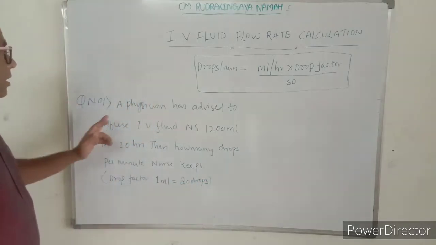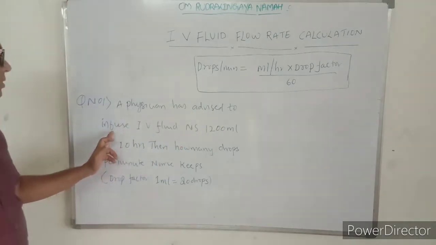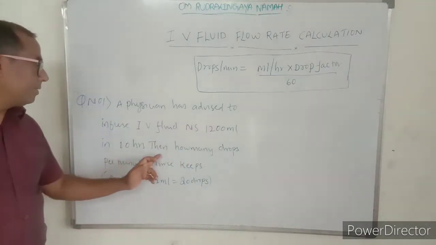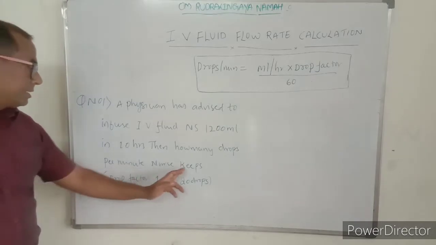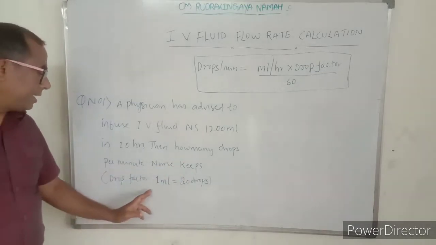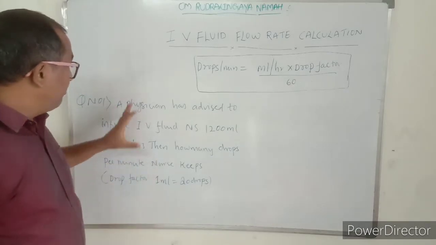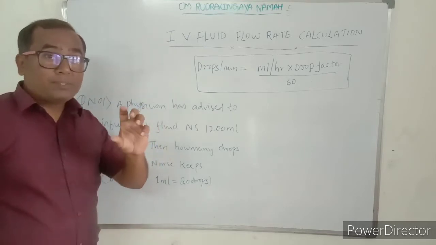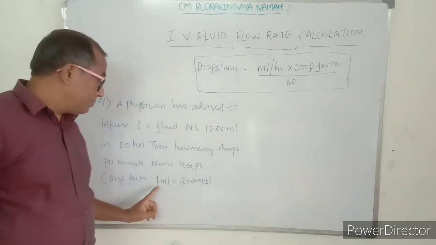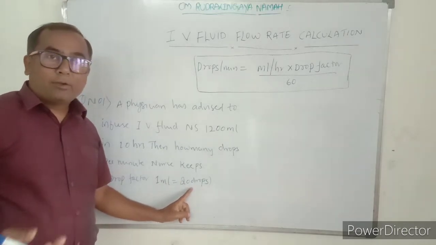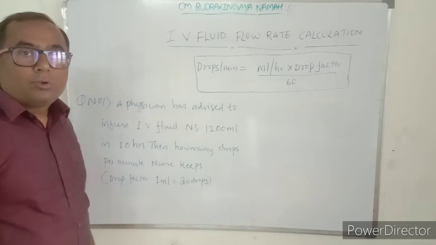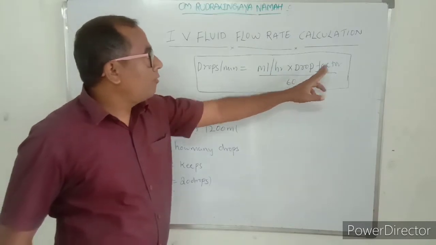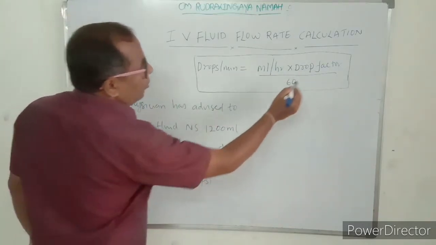So this is the question. A physician has advised to infuse IV fluid, that is normal saline, 1200 ml in 10 hours. Then how many drops per minute should a nurse keep? Okay. So the drop factor they have given is 1 ml is equal to 20 drops. So by this question we understand that a nurse is using a macro drip set, because a macro drip set has bigger drops. So that is why 1 ml is equal to 20 drops. In case of a micro drip set, 1 ml is equal to 60 drops. So here we have to use this formula again, that is ml per hour into drop factor divided by 60.